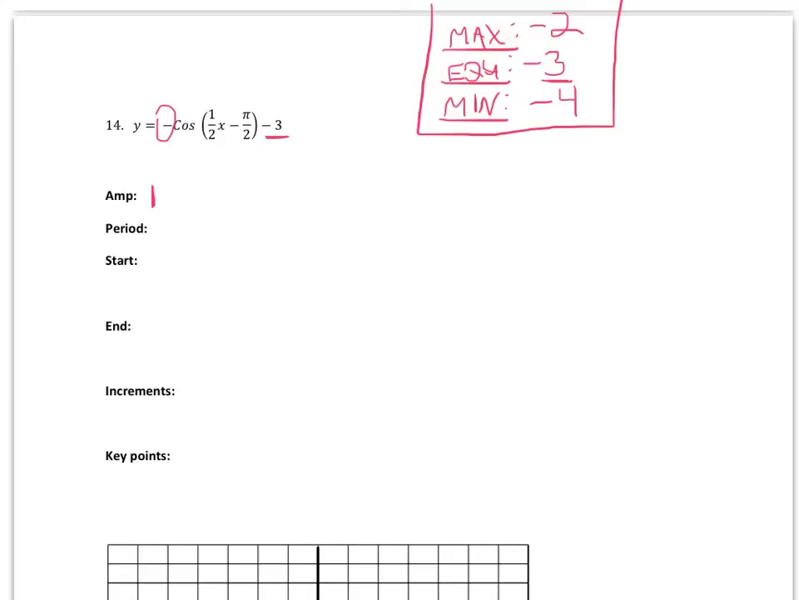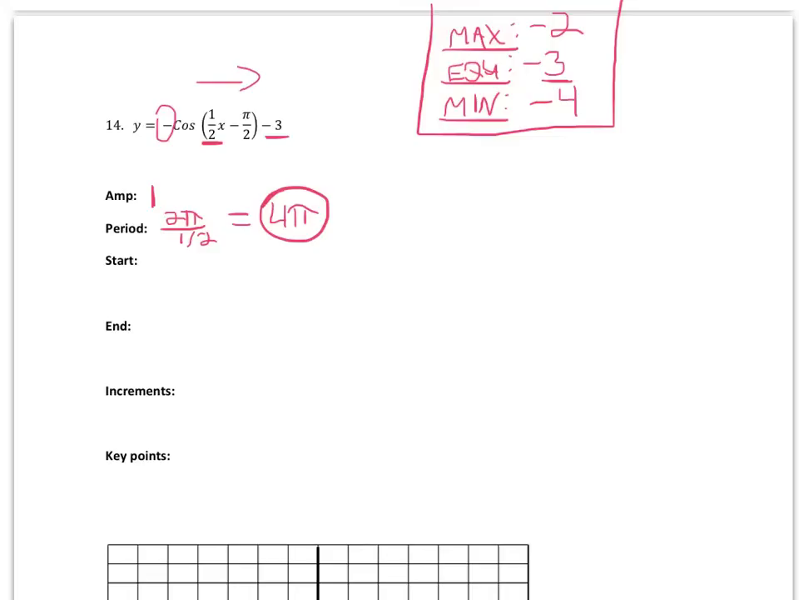Okay, if we can continue on, period is 2 pi divided by b. B in this case is 1/2. Now, if you divide by 1/2, that's the same as multiplying by 2. So 2 pi times 2 is 4 pi. So I'm going to stretch this out horizontally. Okay, the start. Well, since it's a minus on the inside of the parentheses, I'm going to shift this cosine curve to the right. So it should be to the right of 0.